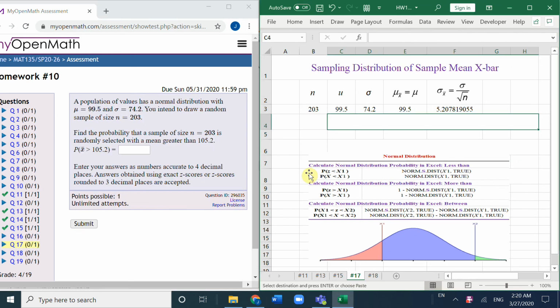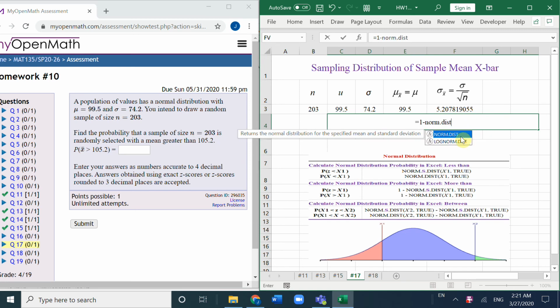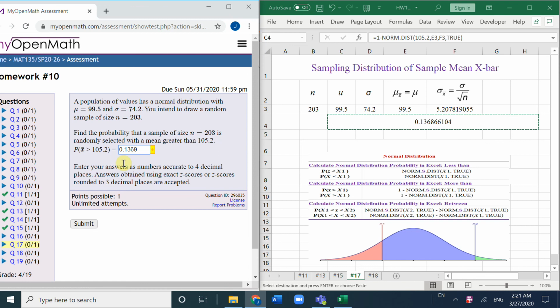And number 17 asks you the sample mean x bar greater than, so more than this case, equals 1 minus norm distribution, 105.2. Mean is this, mu is it, because it's for x bar and true. So we get this answer because it is 4 decimal places.